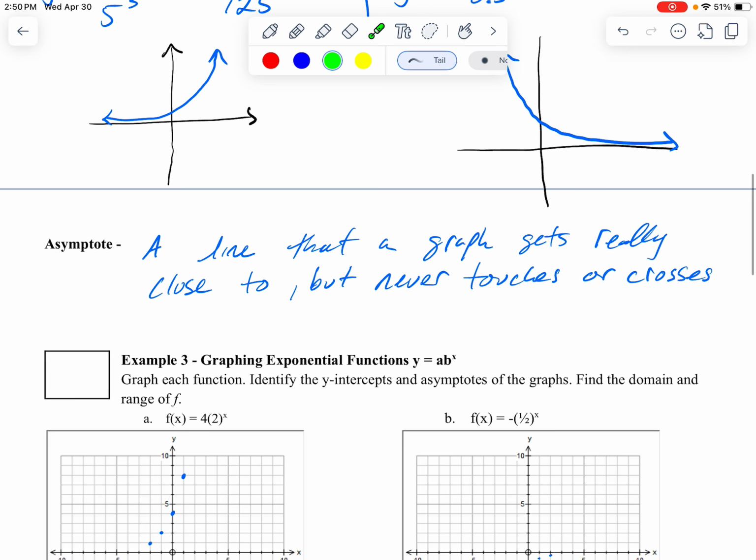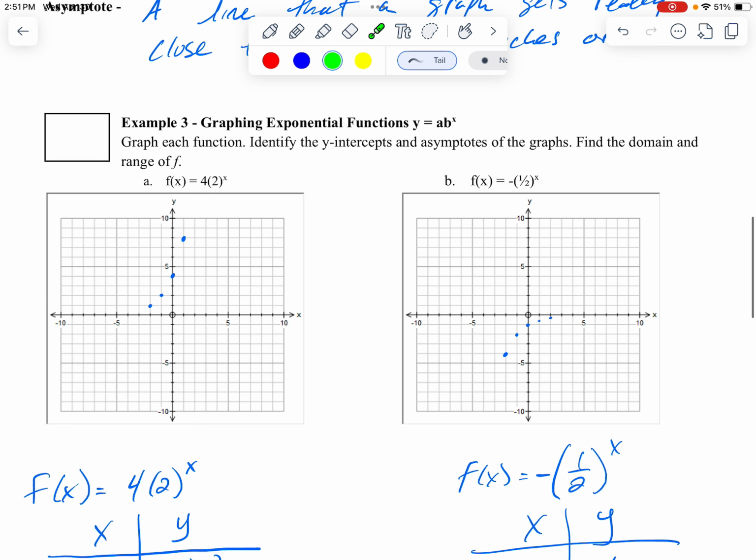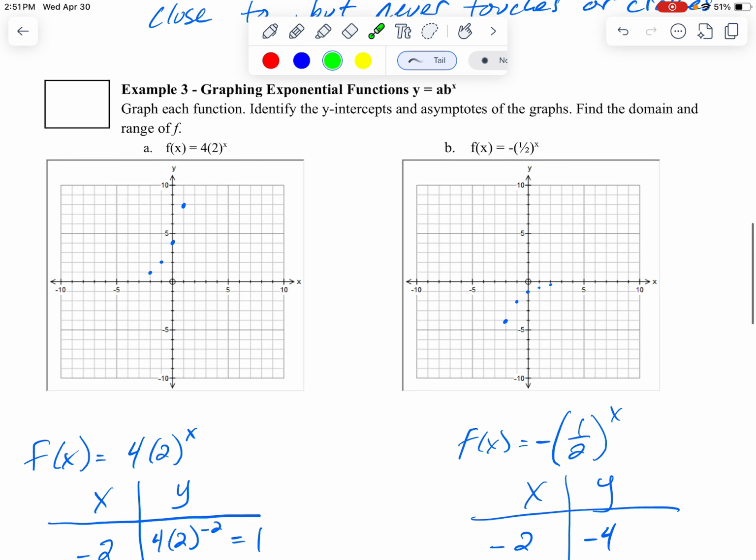A new vocabulary word is asymptote, and that is a line that a graph gets really close to but never touches or crosses. We see that a lot with these exponential functions, and we'll look at that as we graph these couple down here in example 3.